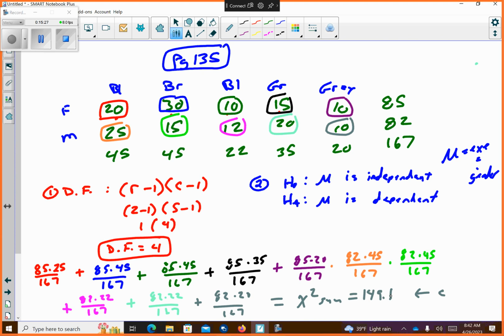85 times 35 divided by 167 plus 85 times 20 divided by 167. 85. Oh, 82 times 40. There's another mistake. 167. 82 times 45 divided by 167. So that value is going to change again.